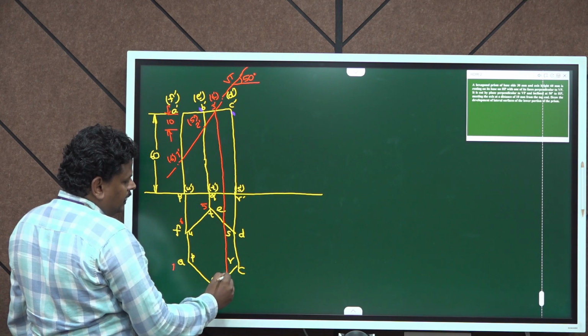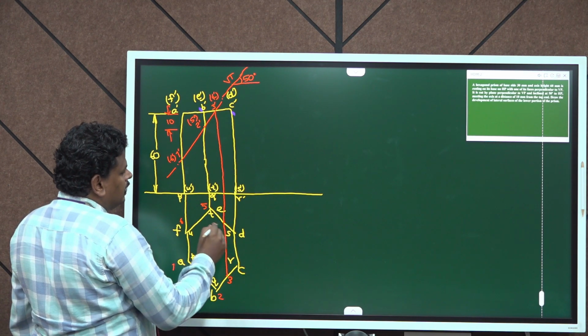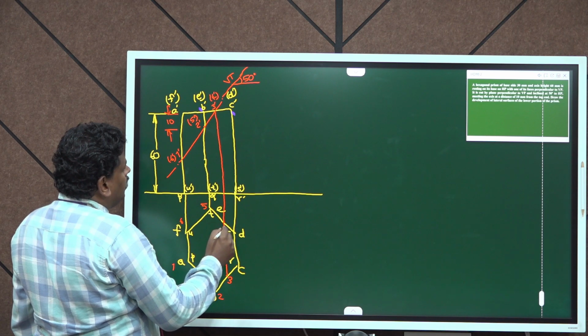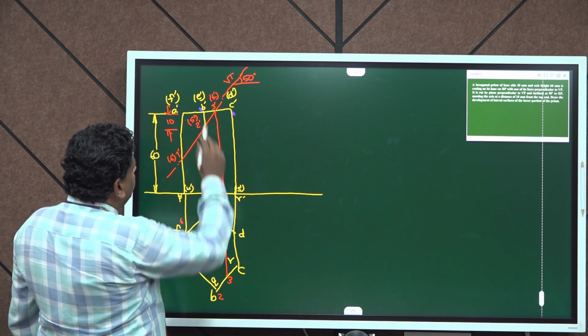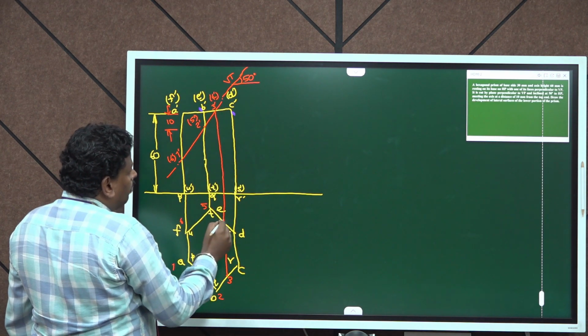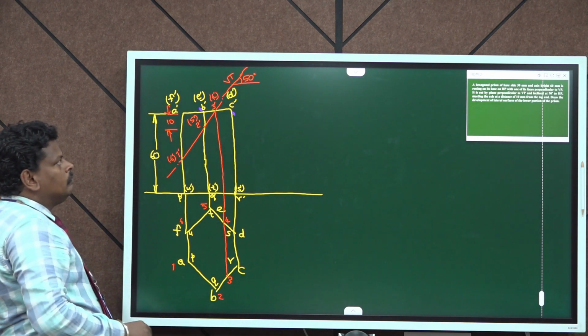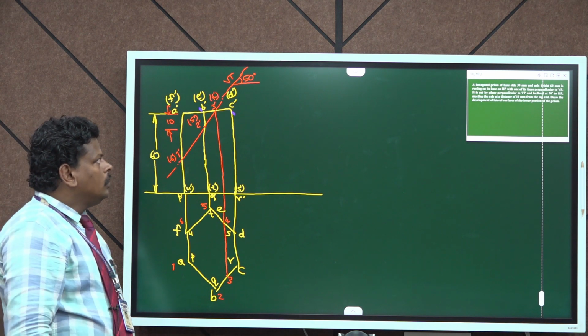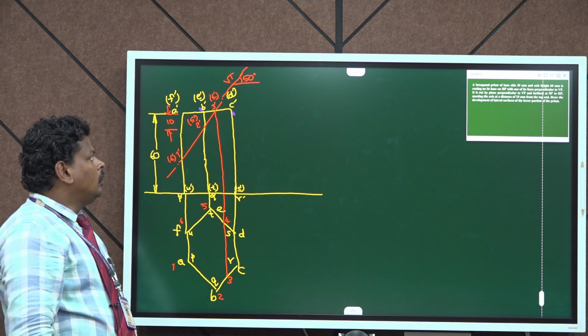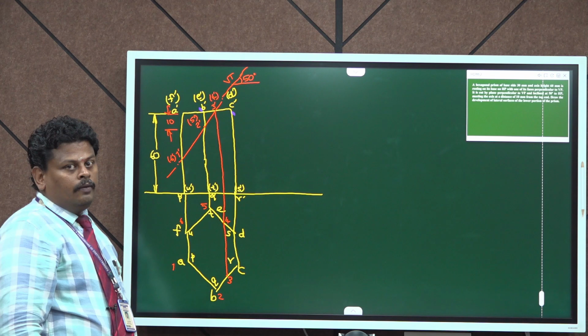Between B and C, the point 3 lies, and between D and E, the point 4 lies, as shown over here. So this is the location of the cutting plane in the top view as well as in the front view.